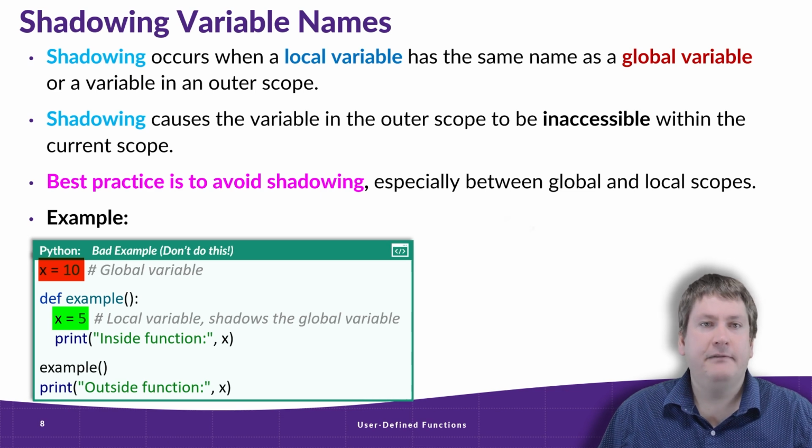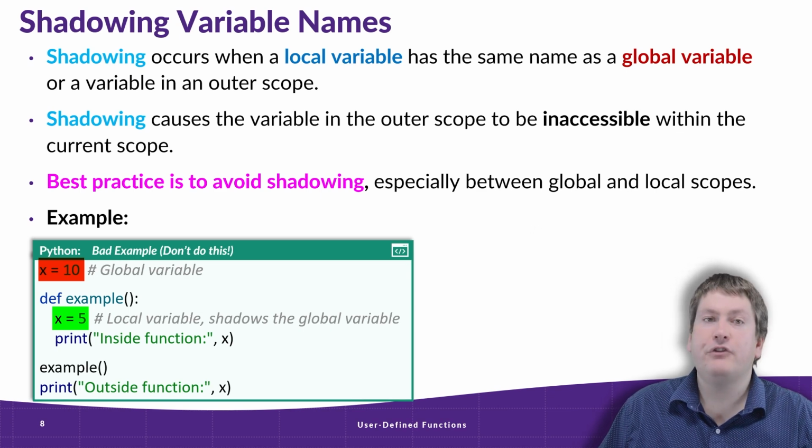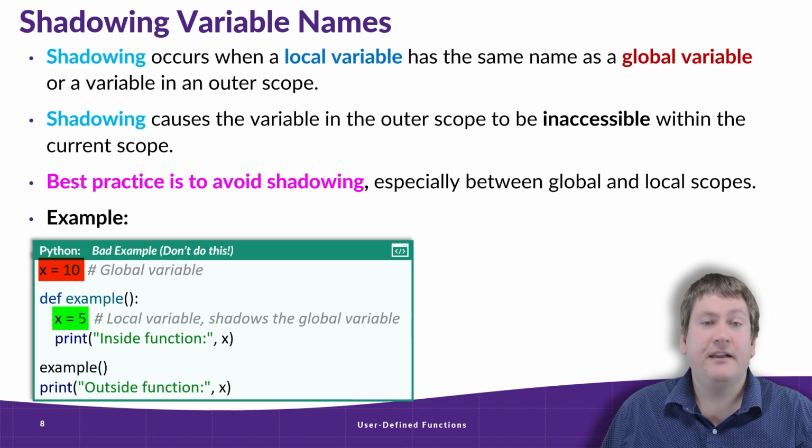The big problem here is that a casual reader of this program might think that these are the same variables, and that example is setting the value of the global variable x. But that's not actually what's happening here. x inside the function example is shadowing the global variable x. So within this function now, after we set x equal to 5, we're only accessing this local variable x, and we no longer have any way to access that global variable x.